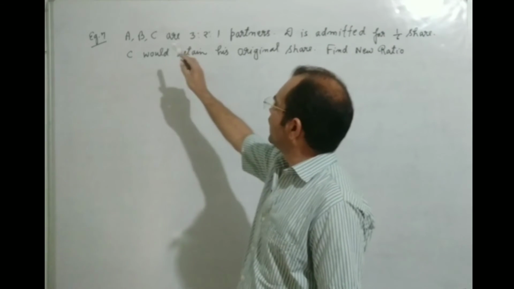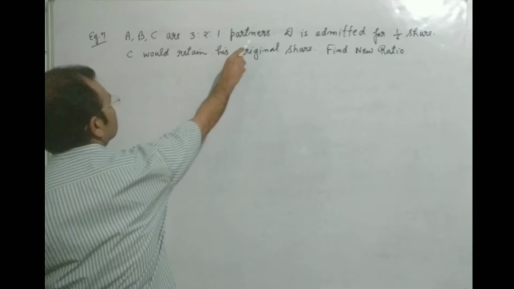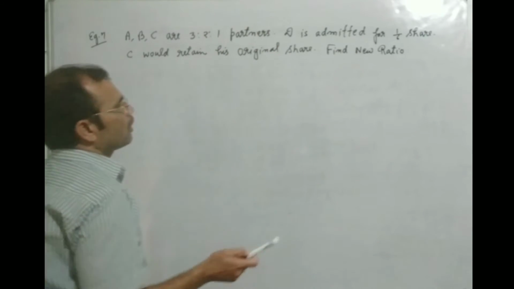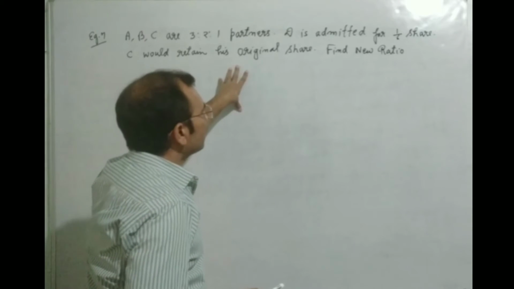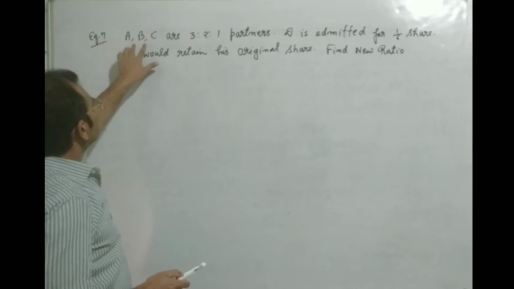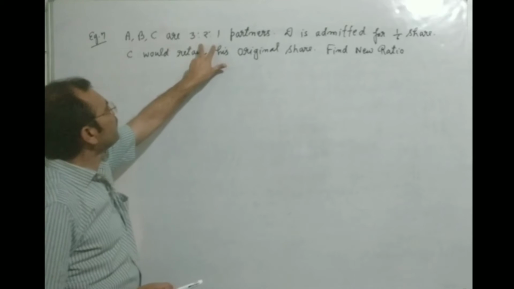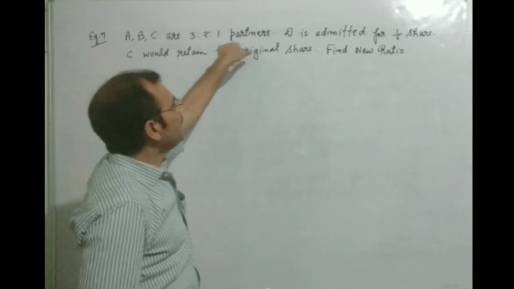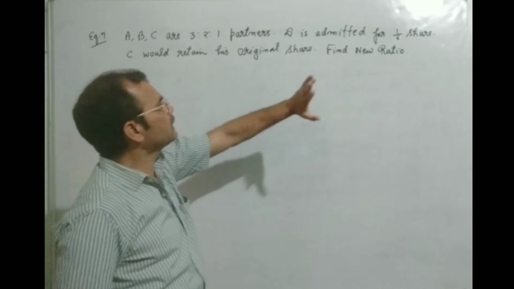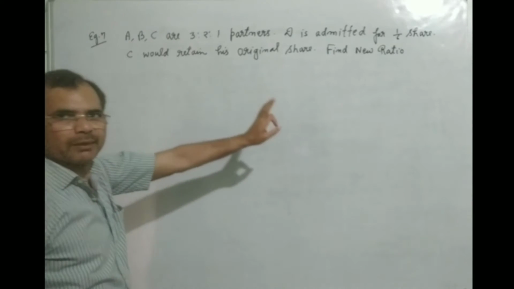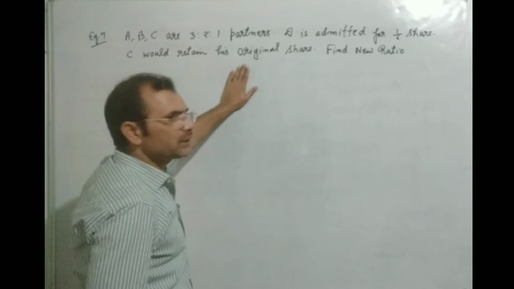This is a question: A, B, C are partners in the ratio 3:2:1. D is admitted for 1/6 share. C would retain his original share. Find the new ratio. The old partners are A, B, C, and they are dividing their profit in the ratio 3:2:1. D is a new partner in this question, and he will get 1/6 share.